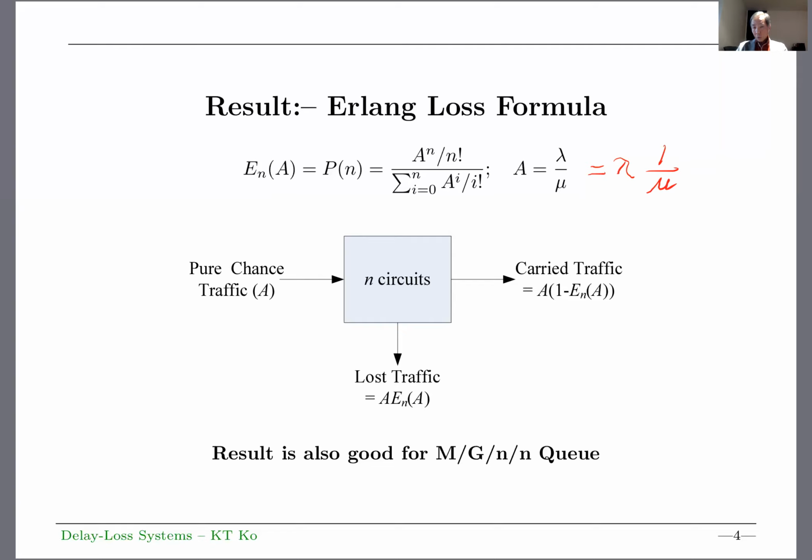Okay, so that describes how busy the traffic coming in is. Okay, so we have A coming into N circuits. A portion of that, hopefully a large portion, will be carried by the N circuits. Well, how much is that? It is A times (1 minus E_N(A)). Okay, and how much will be lost is A times E_N(A).